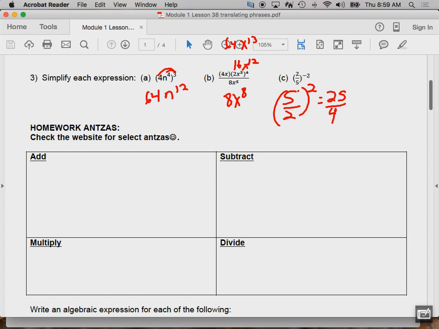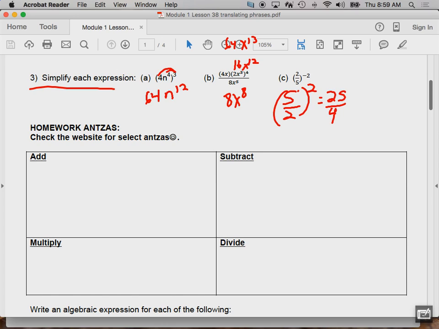Would it be allowed to keep it in 5 over 2? Depending on the directions, if the directions say to write with a positive exponent, which they frequently do, absolutely, but here it said to simplify, so then you are expected to go further.